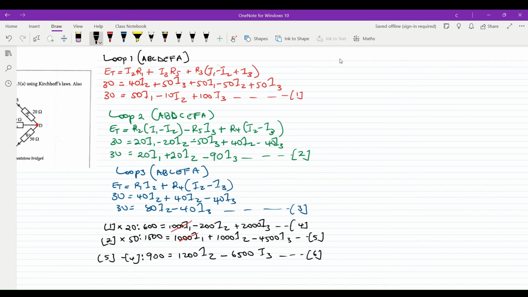So this means that I will say equation 3 multiplied by 1,200. Where is this 1,200 coming from? 1,200, it's the coefficient of I2 from equation 6. So I'm going to multiply everything here by the 1,200. 1,200 times 30, this is going to give me 36,000. 1,200 multiplied by 80. This should give me 96,000.